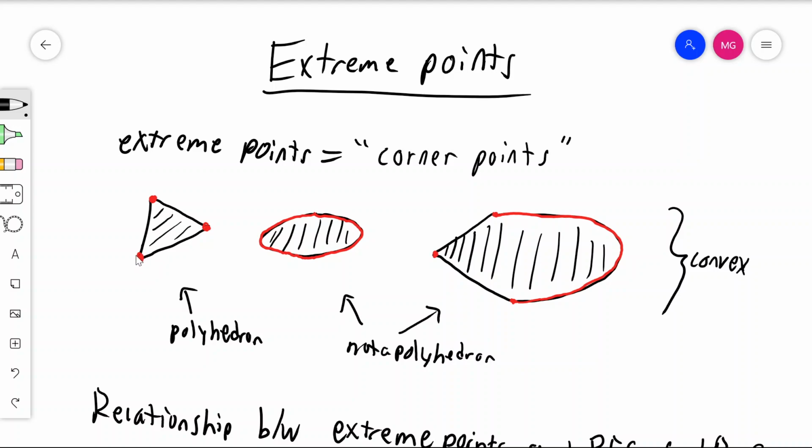Try as you might, take any line segment contained in this triangle. For each of those line segments, this point will either not be in the line segment at all, or it will only be an endpoint of the line segment, but it will never be strictly contained inside of the line segment. And that's similar to how it works here. It's the same definition, and the same reasoning applies to make all of these red highlighted points extreme points of their respective convex sets.